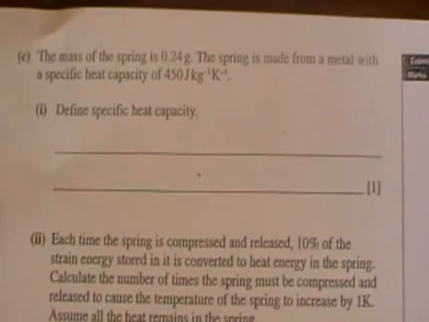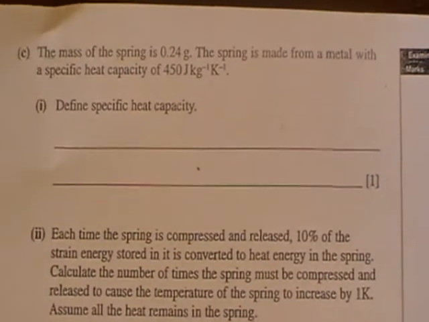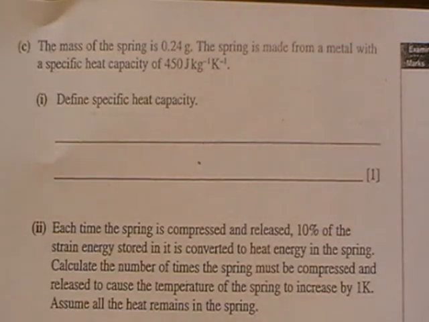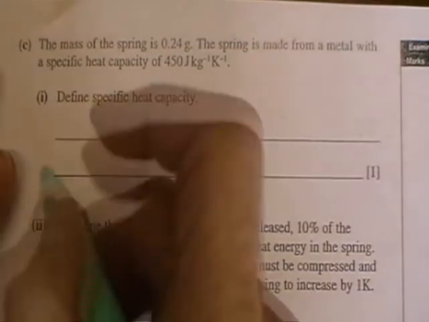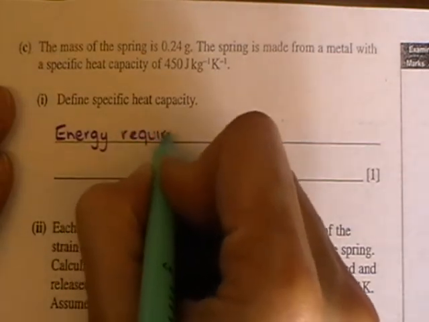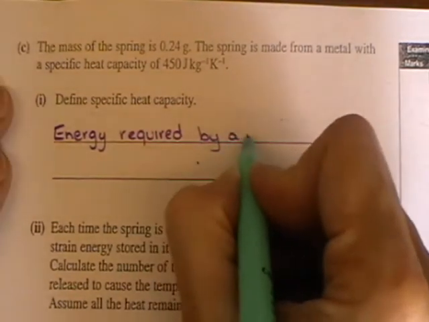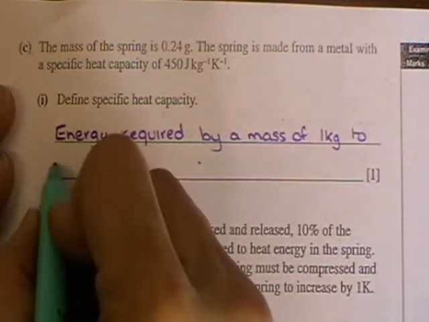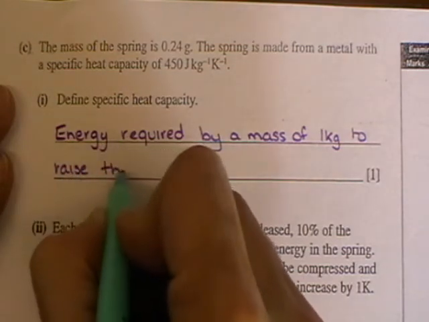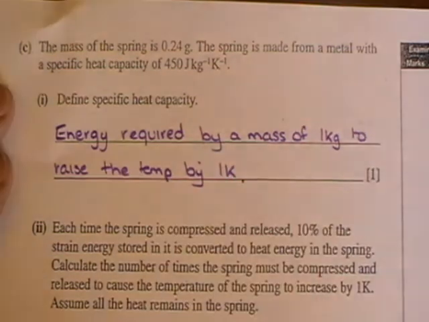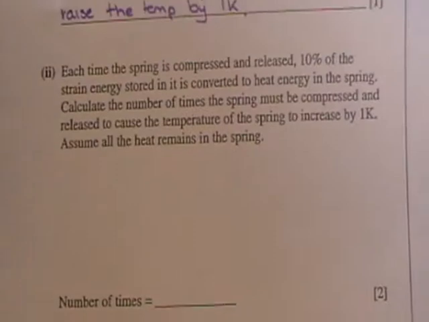Okay, part C. This is about specific heat capacity, which I'm not sure that you have done. I'll just tell you what it is anyway. Specific heat capacity is the energy required by a mass of 1 kilogram to raise the temperature by 1 Kelvin. I don't think this will be on anymore, but I'll answer it for you anyway.